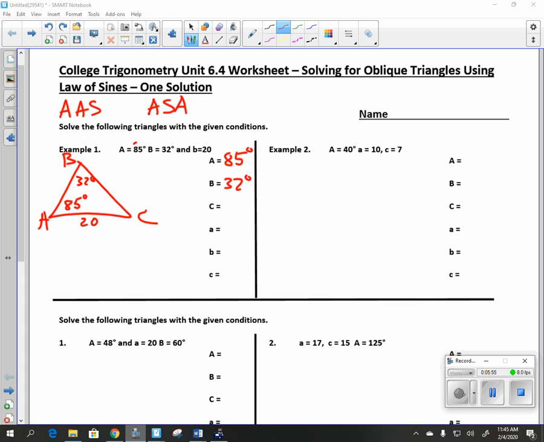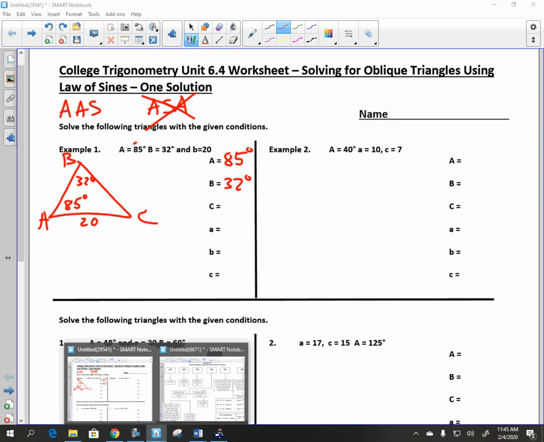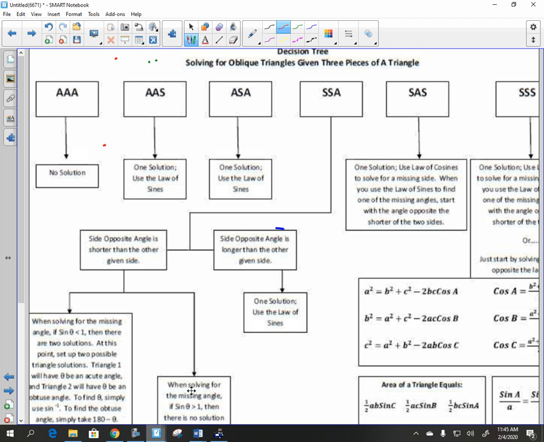Angle. You are correct. It is not angle-side-angle because the side, or 20, is not between 32 and 85. Now, it does turn out that those end up being the same because if you have two angles, can you find the third angle? Yeah, so they do end up being the same. So if you look at your sheet, if you're given angle, angle, side, you can solve the triangle by using the law of sines, and there's one solution.